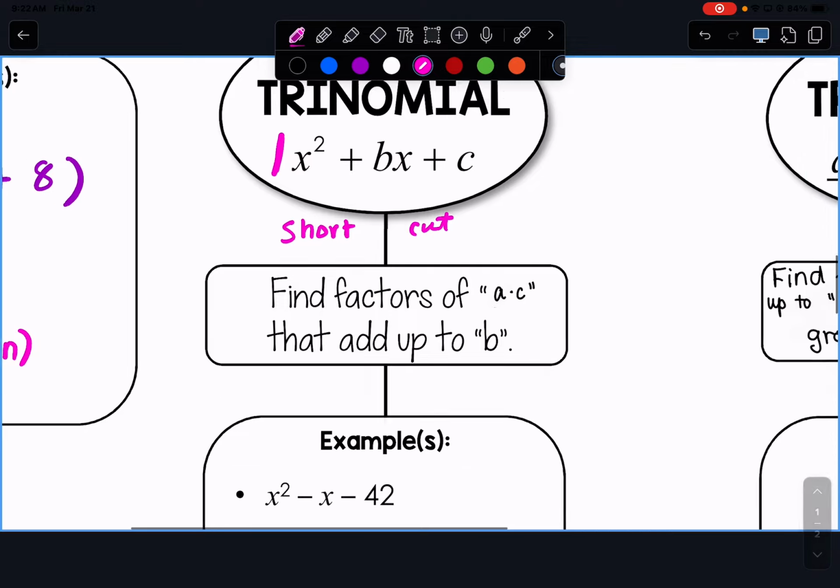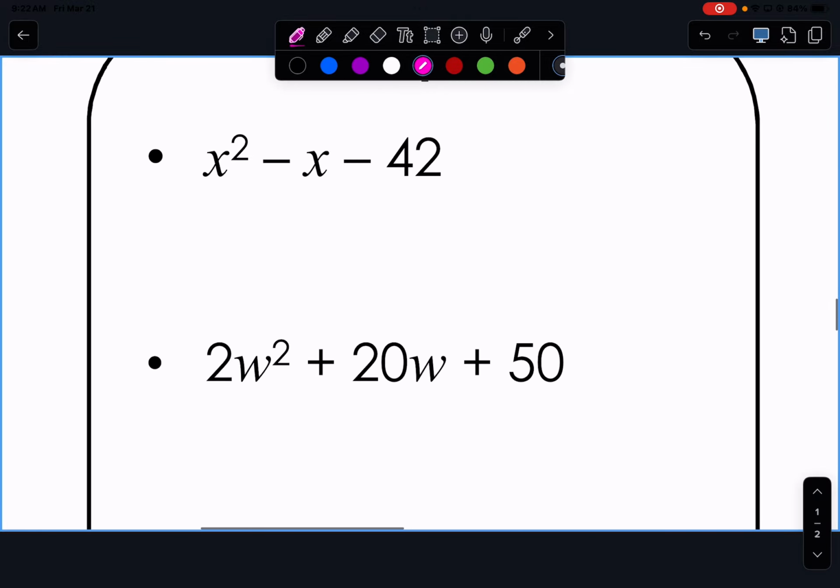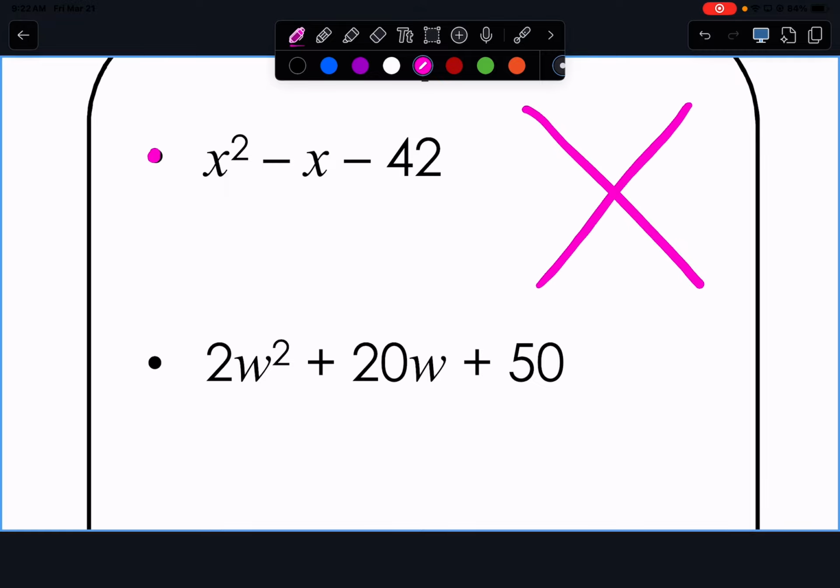When we look at this one, for the first example, does it have a GCF? What is A times C? And what is B? So what are the factors of negative 42 that add to give us negative 1? Negative 7 and positive 6.